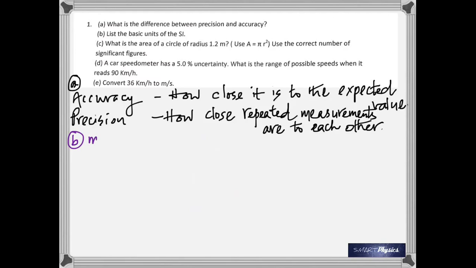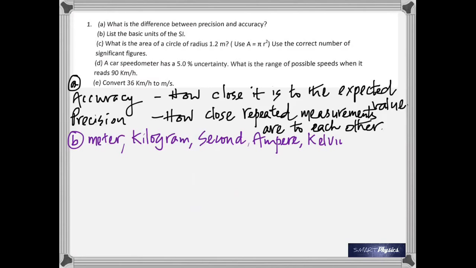What are the basic units of the SI? There are 7 basic units. They are meter, the unit of length; kilogram, the unit of mass; second, the unit of time; ampere, the unit of electric current; Kelvin, the unit of temperature; candela, the unit of intensity of light; mole, the unit of quantity of substance.